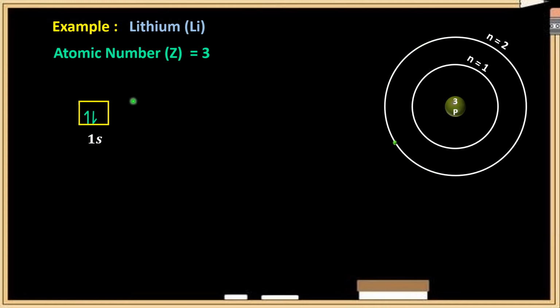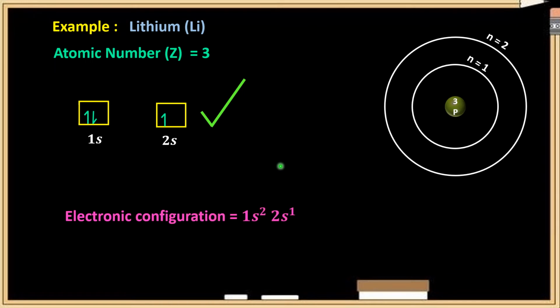Then we have to draw the 2s orbital. The third electron enters into 2s orbital. This is the correct way of writing the electronic configuration of lithium. So this one is the right one. It is not violating Pauli's exclusion principle. So the electronic configuration of lithium is 1s2 2s1. Okay, so these are the 3 rules that must be followed while writing the electronic configuration of any element.